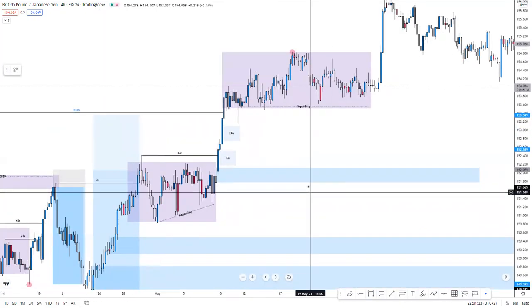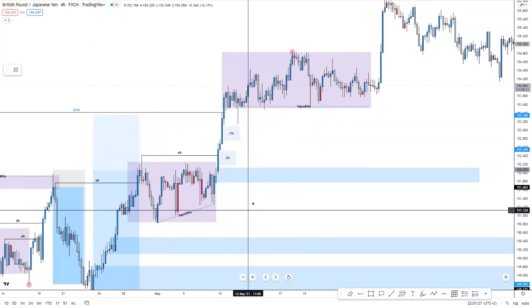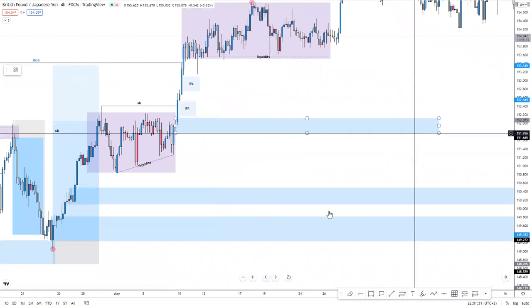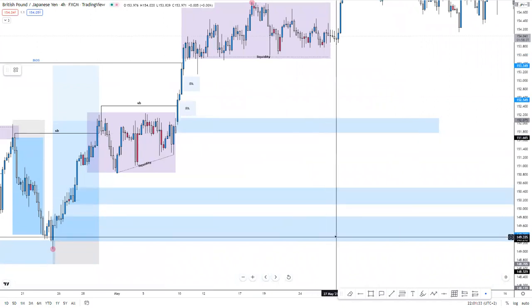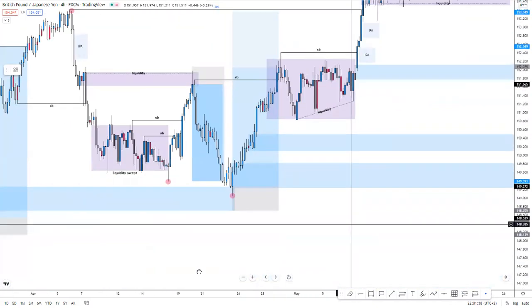So now we know two things. Price needs to sweep liquidity here, clear this imbalance, and sweep liquidity here. So for sure, this can have a reaction on a lower time frame, but the big push is going to come from either one or two areas, right?